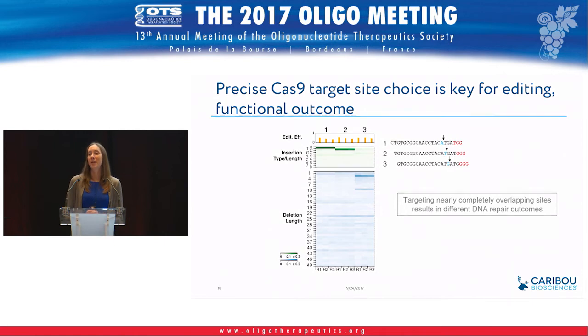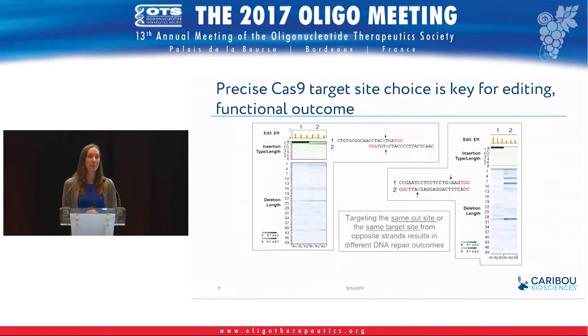And what has been a bit of a head scratcher for us, but really interesting biology as well, is it's not just about the exact cut site even. So on the left-hand side of the slide, we're looking at two different guides that target on opposite strands aligned such that they actually result in a double-strand break at the exact same location in the genome. And yet, if you look at panel 1 versus panel 2, the DNA repair outcomes are completely different.